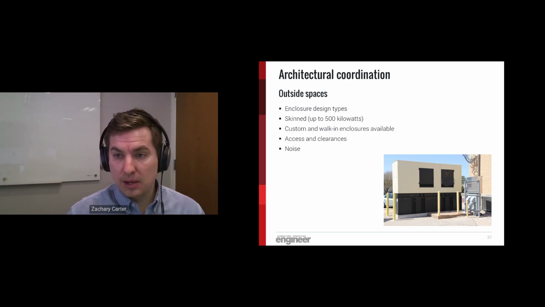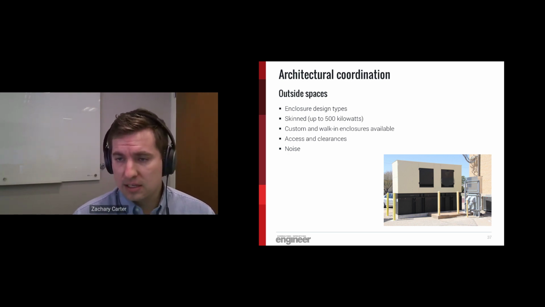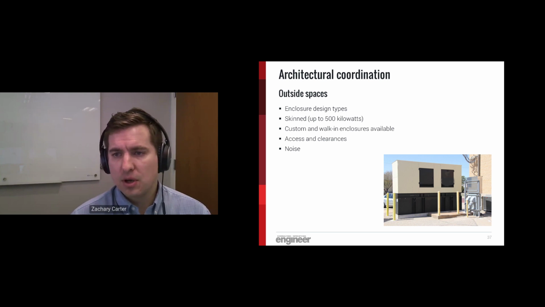Moving on to the outdoor spaces, there's a couple different design types for the enclosures. You can have a skin tight or skinned enclosure, typically available up to 500 kW, and also some custom walk-in enclosures for outdoor generators as well.